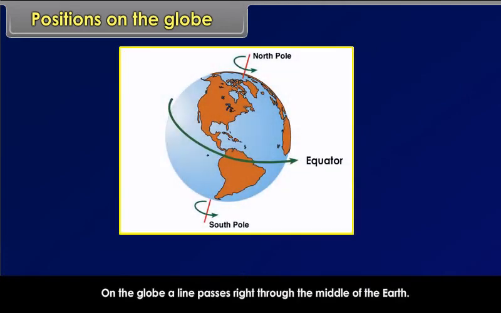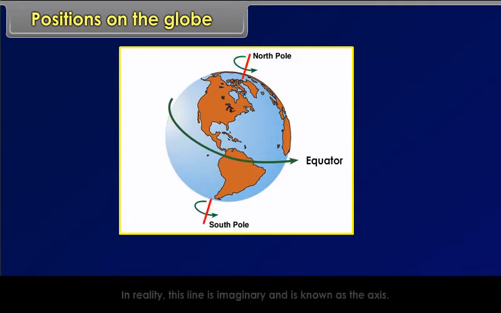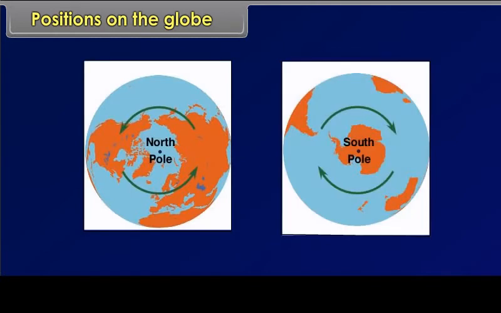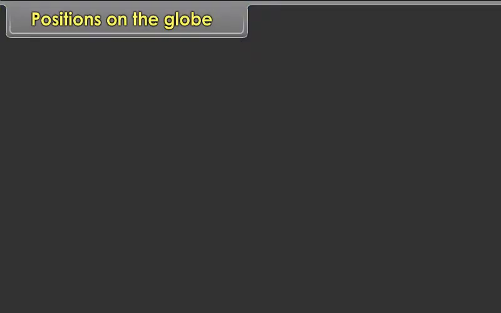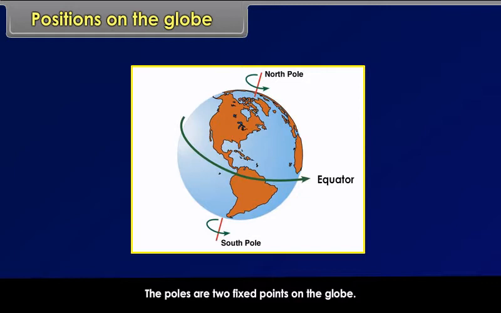On the globe, a line passes right through the middle of the earth. In reality, this line is imaginary and is known as the axis. The earth rotates on its axis. The two ends of the axis are called poles, North Pole and South Pole. The poles are two fixed points on the globe. The axis is inclined at an angle of 66.5 degrees towards the east.